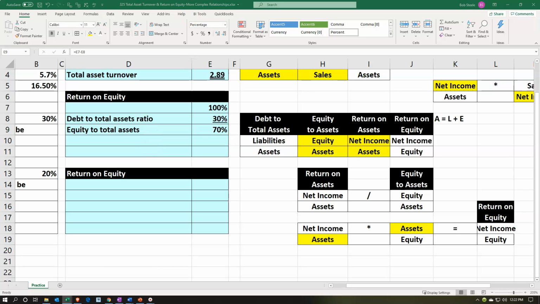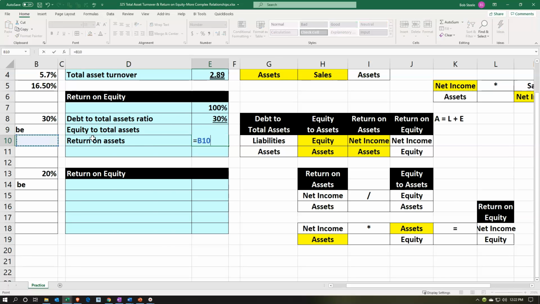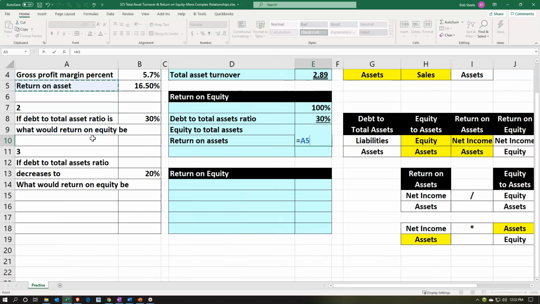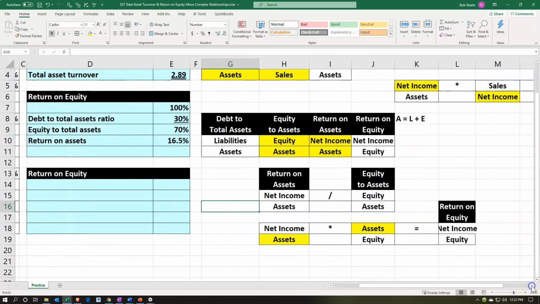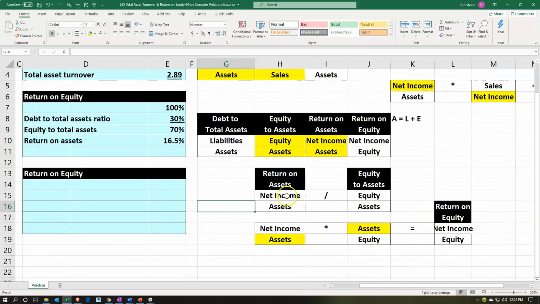Then we're going to pick up the return on assets, which is equal to the 16.5. I'm going to make that home tab, numbers, percent, and add a decimal to that one. And now we want to take the return on assets, so I'm going to pick this one up, divided by this one. The top number divided by the bottom number is going to be the return on equity.